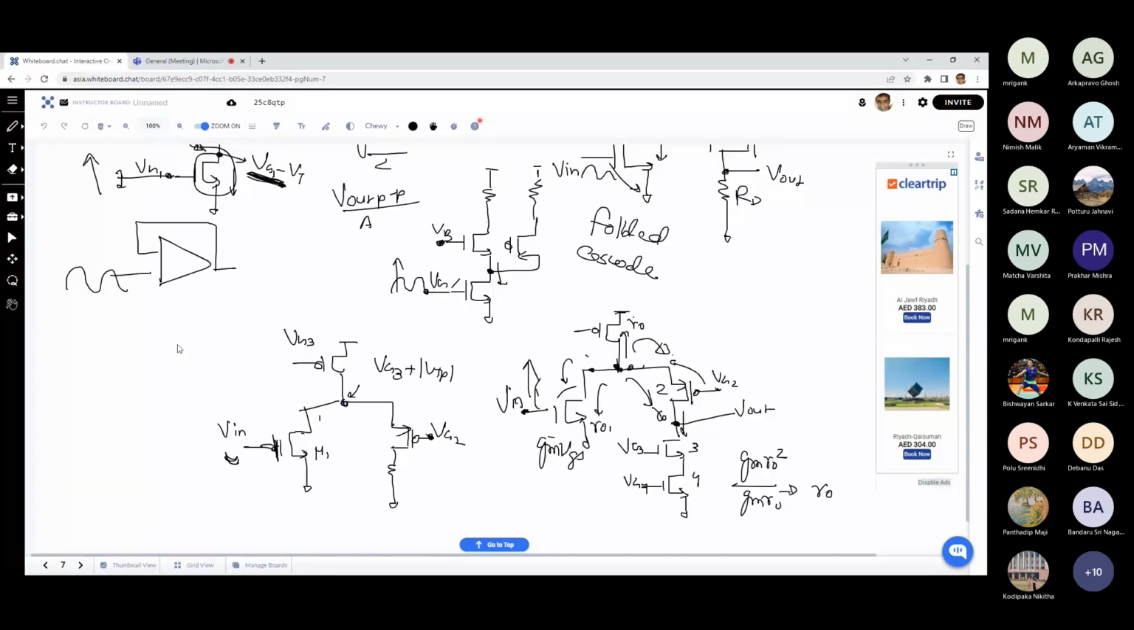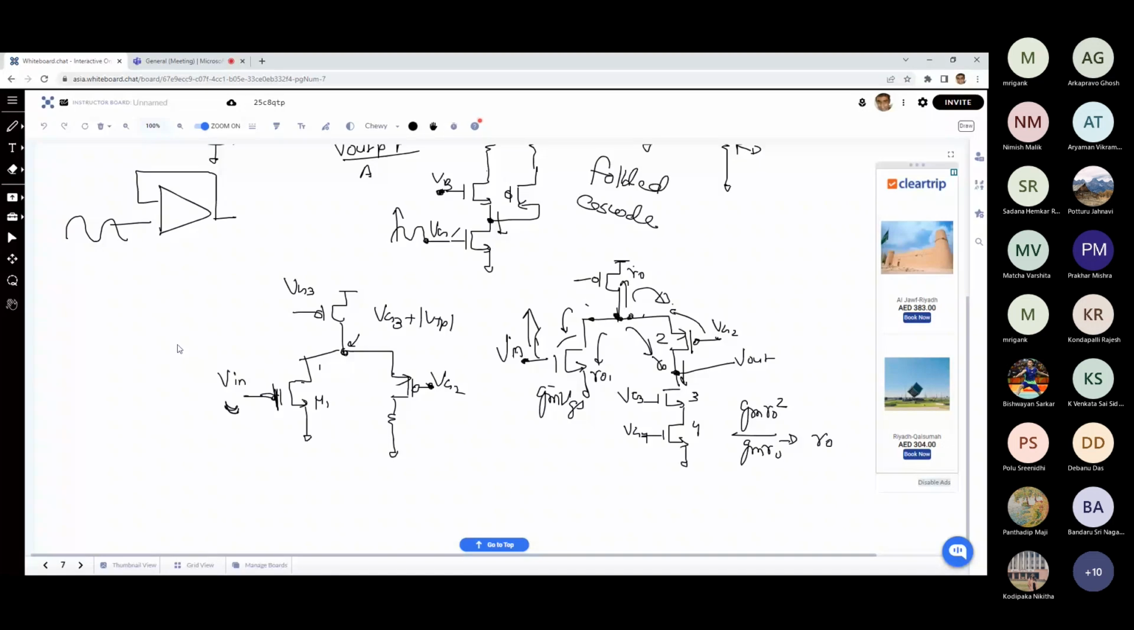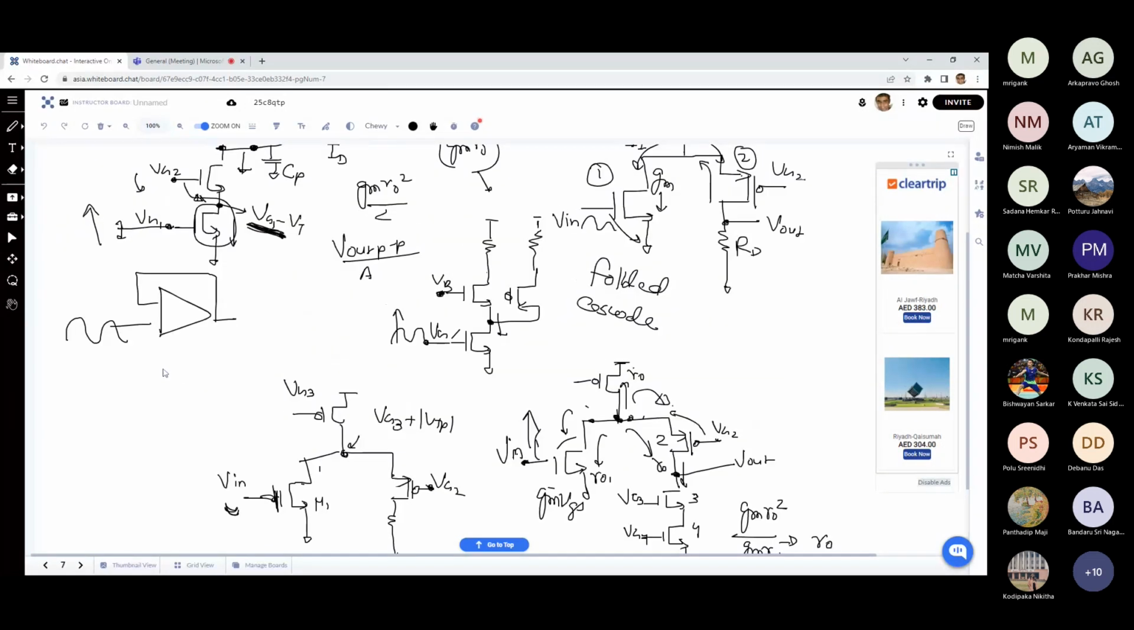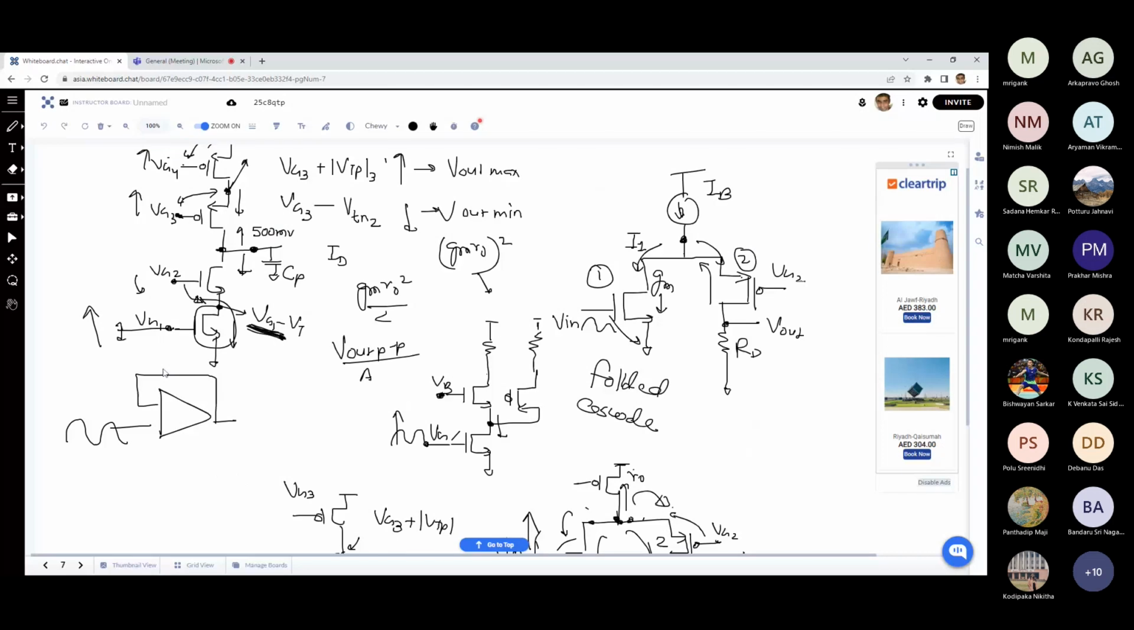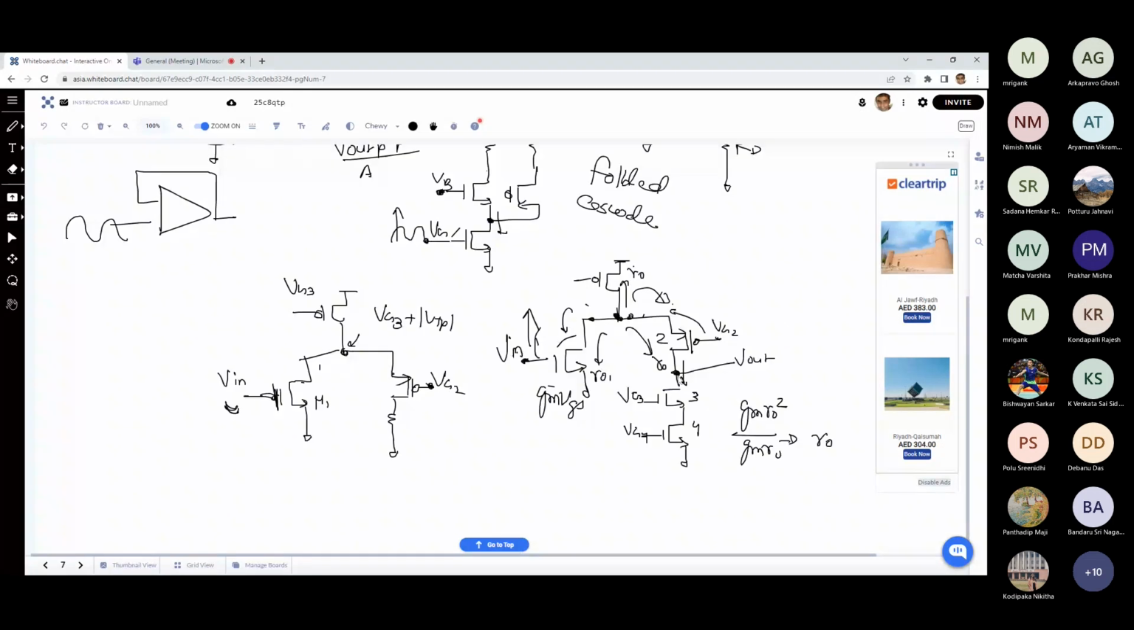Biasing, etc. we will also look at later, because right now the output has the same problem. You can't have a stable output biasing. So this biasing will be done for the differential mode. Conceptually, you should understand what the small signal current is and how it is leading to the gain overall.